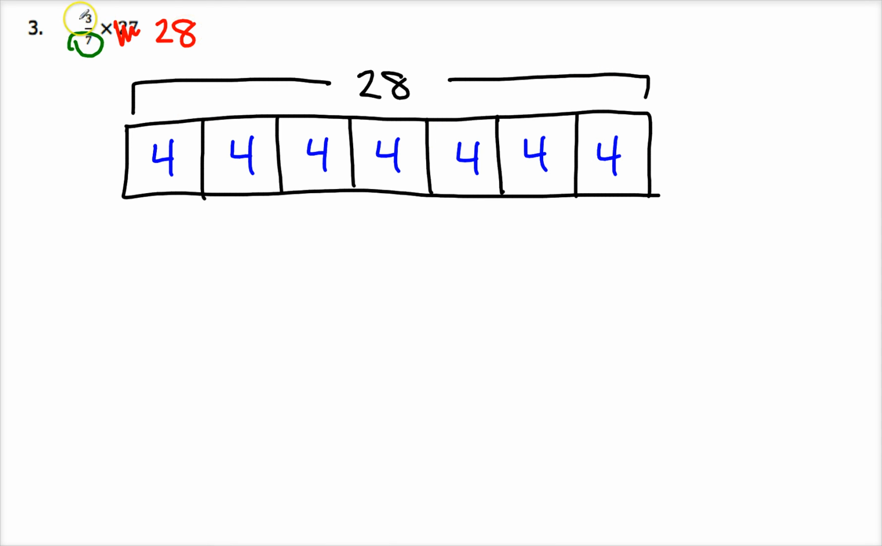Okay, so now I'm taking 3 sevenths of 28. So I'm going to shade 3 pieces. There's 1, there's 2, there's 3. I have 4, 4, and 4. 4 plus 4 plus 4 is 12. So my estimate here, 3 sevenths times 28, is about 12.